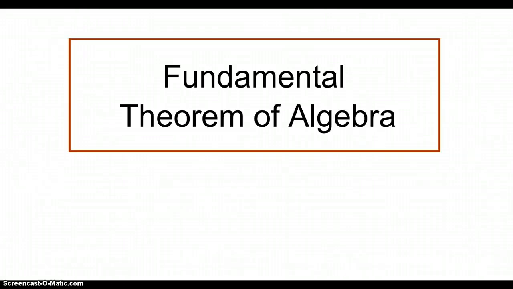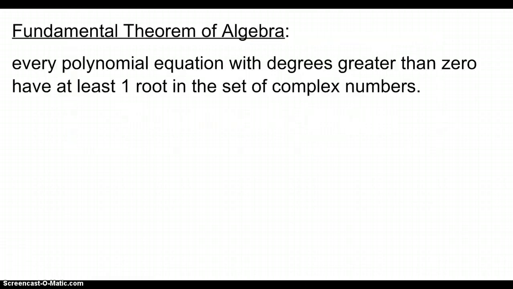Hi everyone, today we're going to talk about the fundamental theorem of algebra and one of the corollaries that's associated with it. The fundamental theorem of algebra says that every polynomial equation with degree greater than 0 has at least one root in the set of complex numbers. You guys have investigated this in Algebra 2, and we're going to touch on it today and take it a step further a couple days from now.